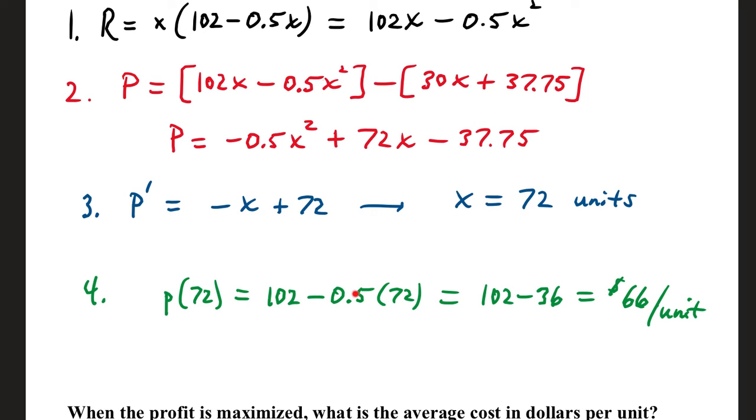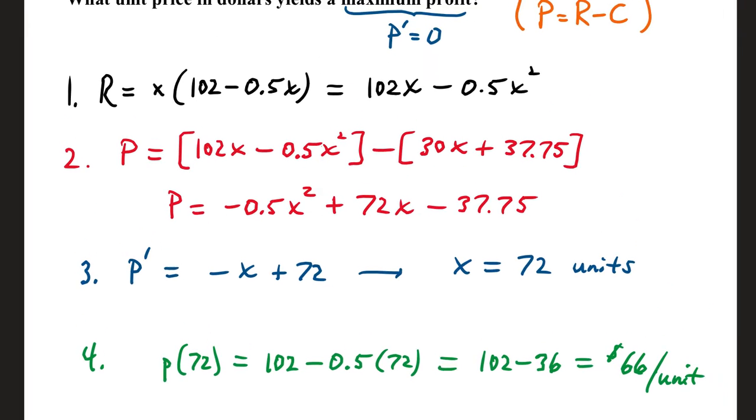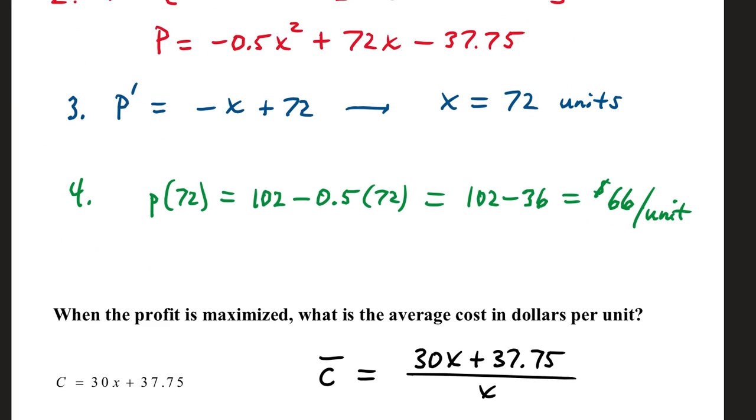Carefully put this in your calculator. Half of 72 is 36. Take that from 102 and you'll get $66 per unit. That will be the price per unit that maximizes profit.